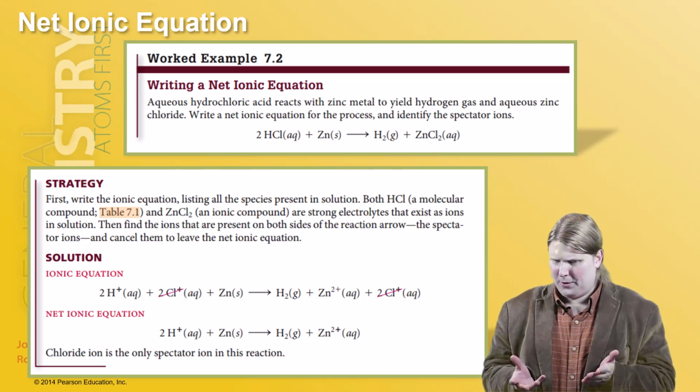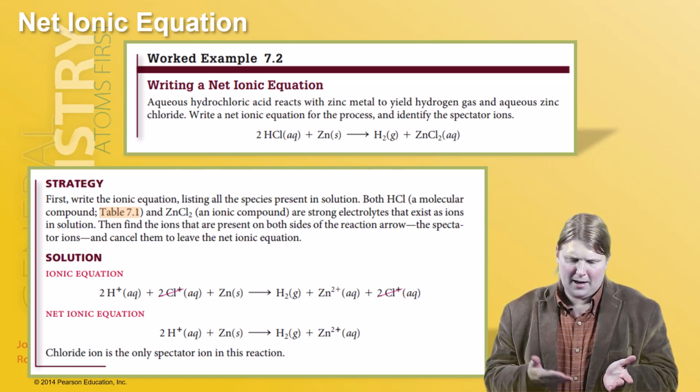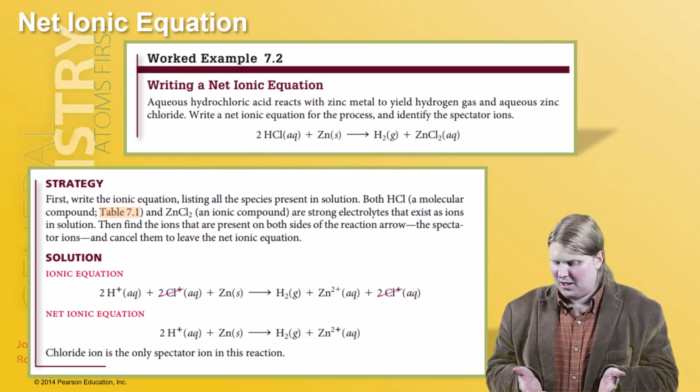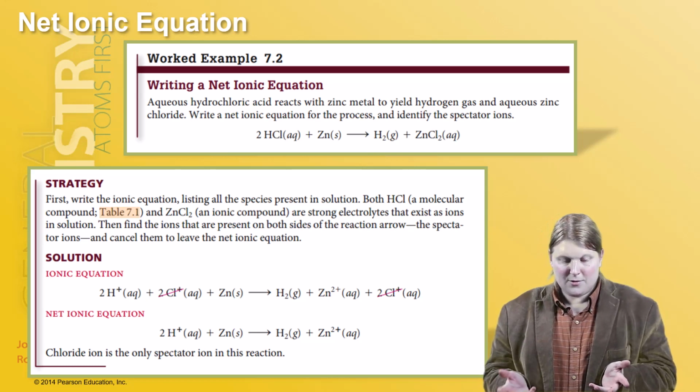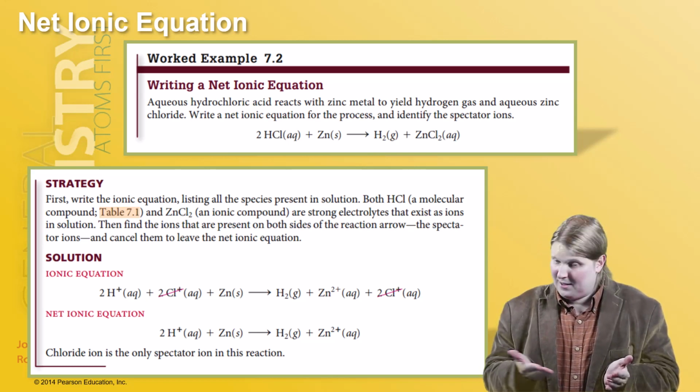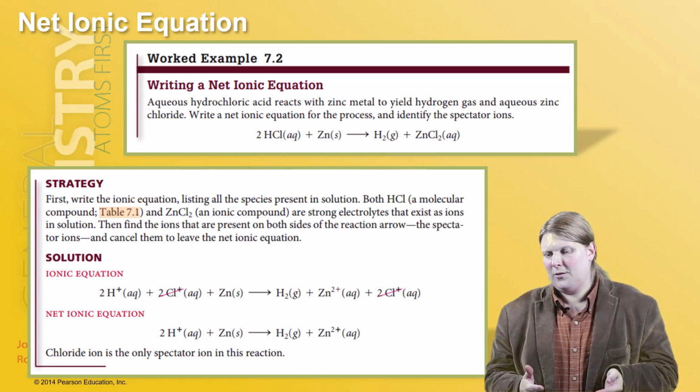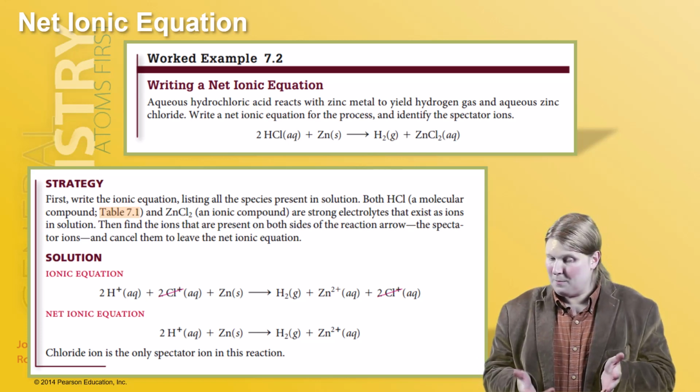But if multiple things change phase, like in this example, the hydrogen and the zinc change phase, you see that in this net ionic equation, there are 2 species, and that's okay. The chloride ion is the thing that doesn't change phase. It's in an aqueous compound on both sides, so it's the spectator ion.